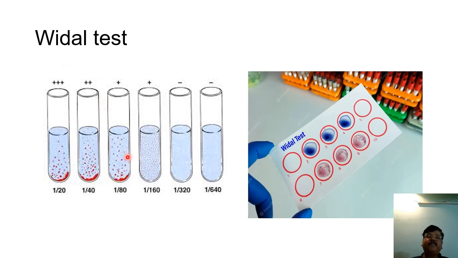Vidal test. In Vidal test, we are detecting the antibodies produced, and Vidal test is used for the second week onwards because the antibodies are not produced in the first week. Here the serial dilutions of the patient's serum are taken, and we have to add the antigen.